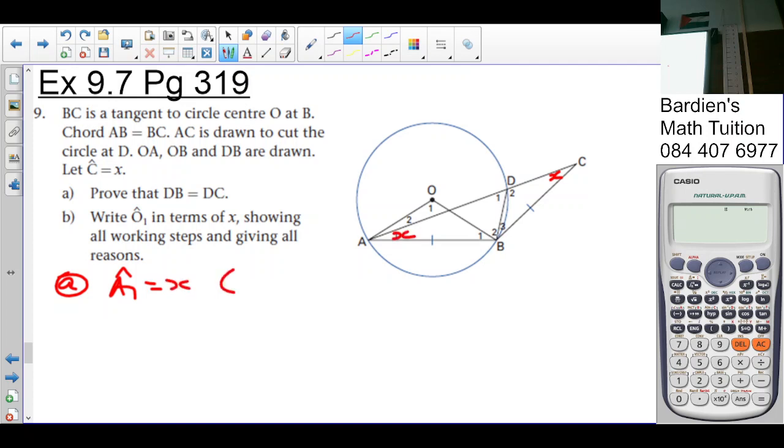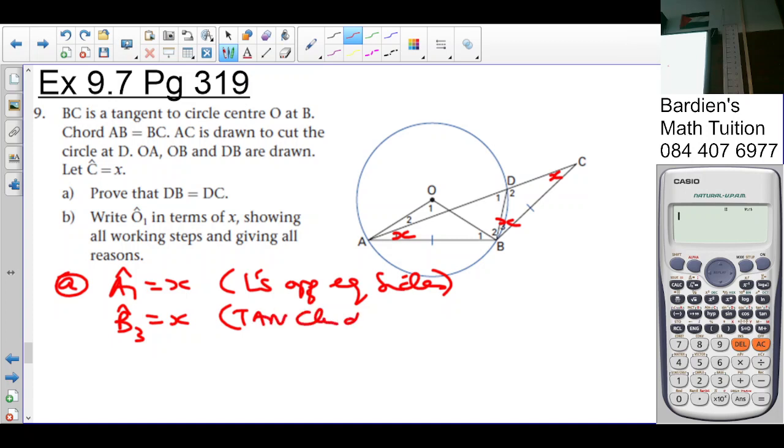A1 is equal to X. Why? Angles opposite equal sides. B3 is then equal to X. Why? Tan code. Yeah, keep on believing that. There will come a time that we believe the lies we tell ourselves.